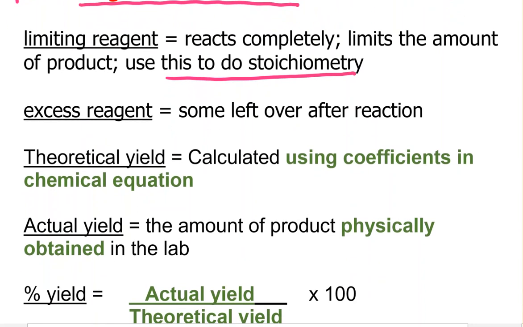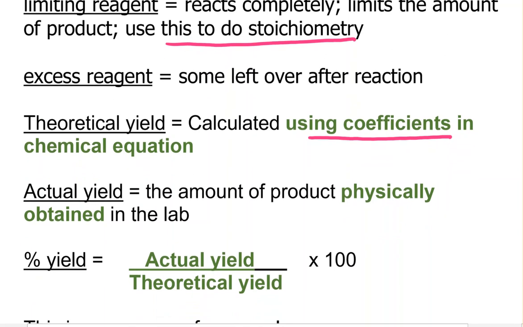Theoretical yield, it's calculated, but that calculation involves using the coefficients in the chemical equation. Sometimes you have to calculate an actual yield, and we'll run into that later in the class. But the key is theoretical yield involves the coefficients in the equation. Actual yield is the amount you actually weigh out. You physically weigh out in the lab.